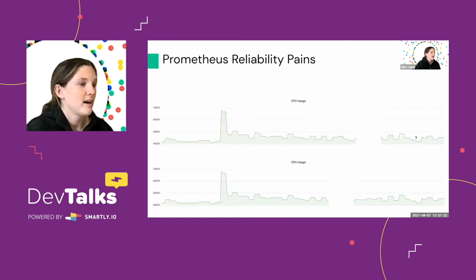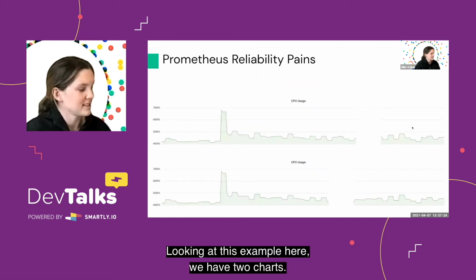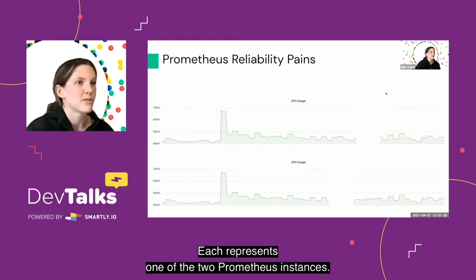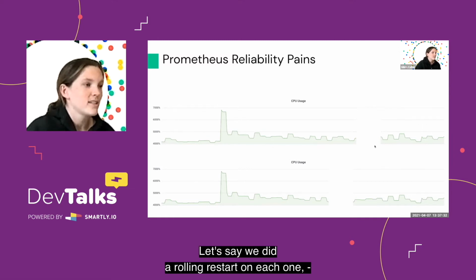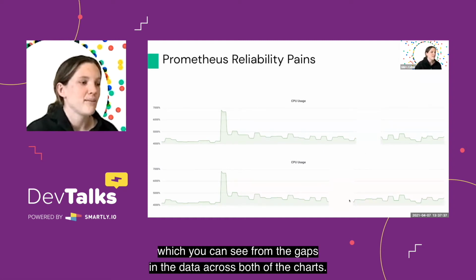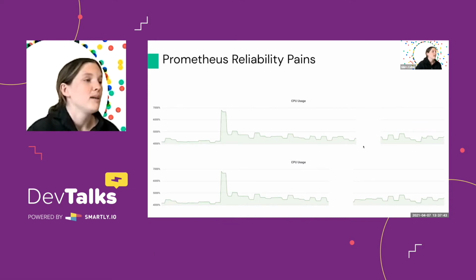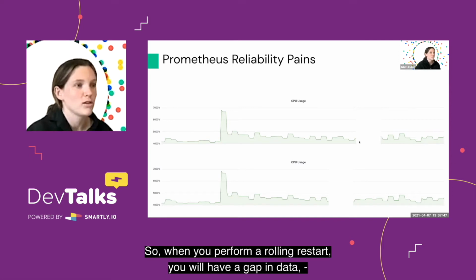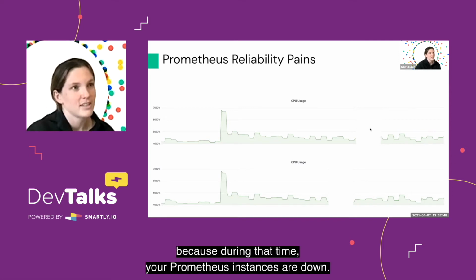So looking at this example here, we have two charts, each representing one of the two Prometheus instances from the previous slide. Let's say we did rolling restarts on each one, which you can see by the gaps in data across both of the charts here. As you can see, when you perform a rolling restart, you will have a gap in data because during that time your Prometheus instance will be down.